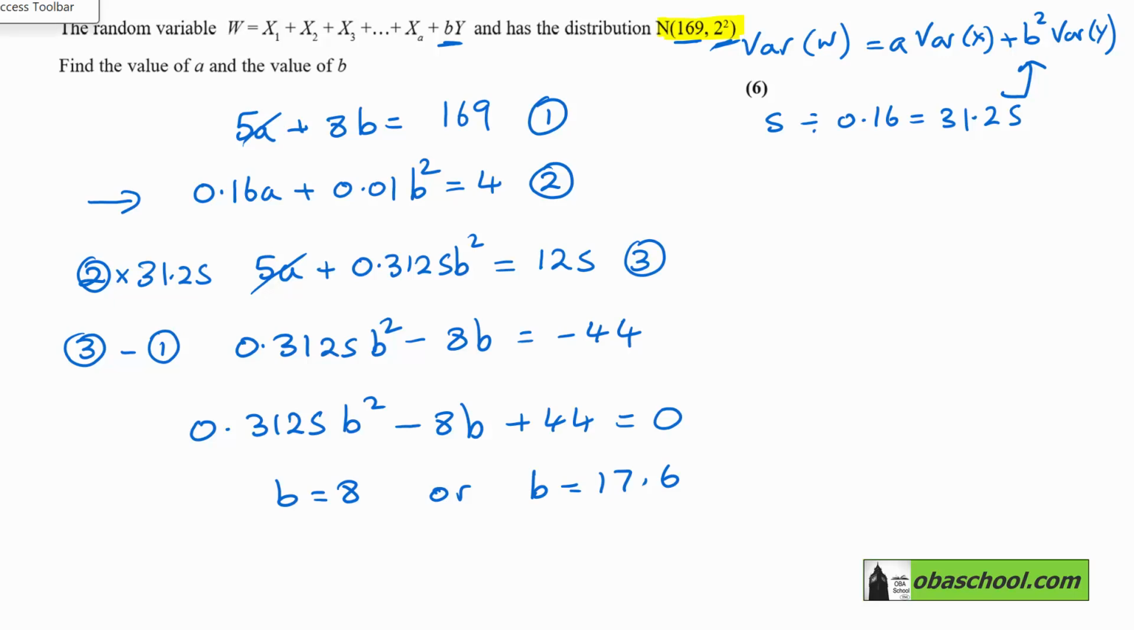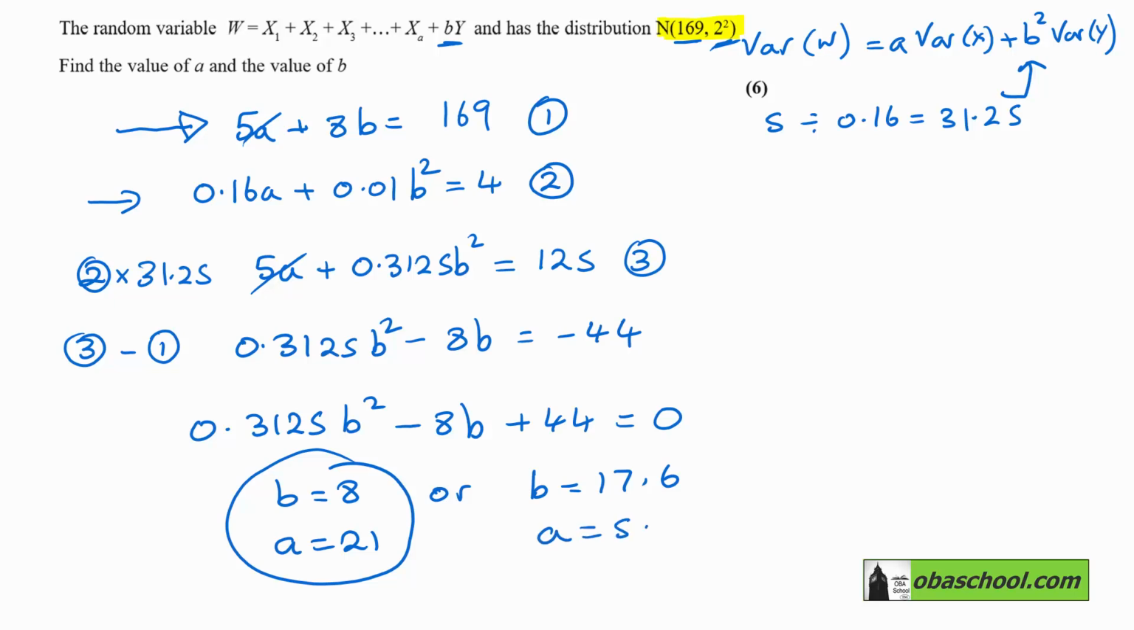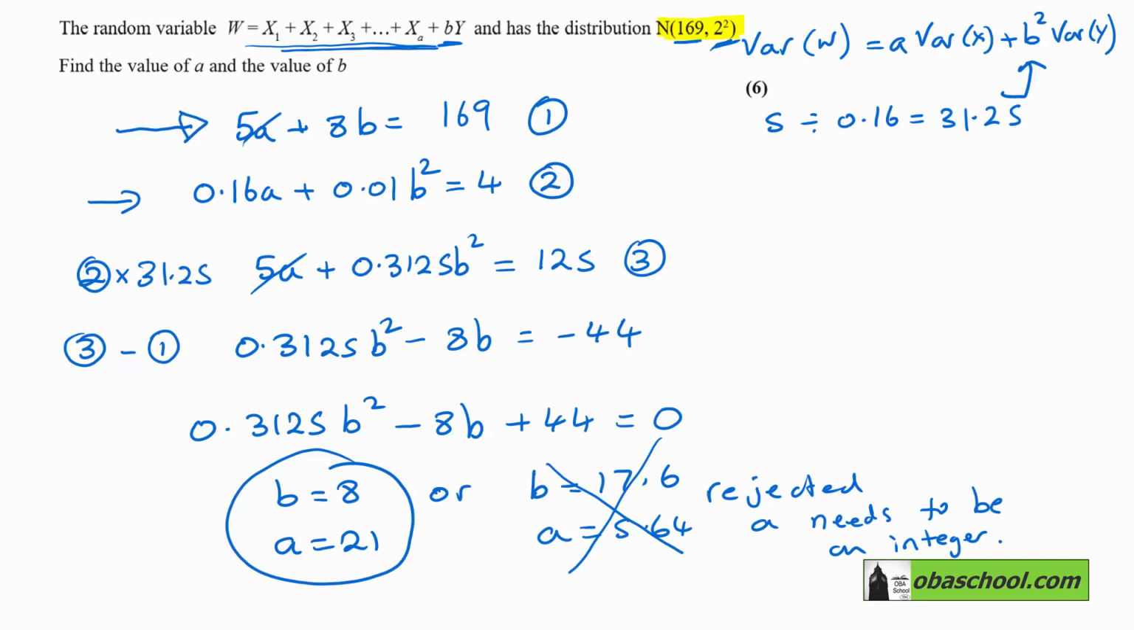Substituting these values back, probably into equation 1, gives us that A is equal to 21 for this one, and A is equal to 5.64 for this one. So we should reject this because A is the number of X's we had here, so it needs to be an integer. So this one is rejected. A needs to be an integer. And so our solution is A is 21, B is equal to 8.